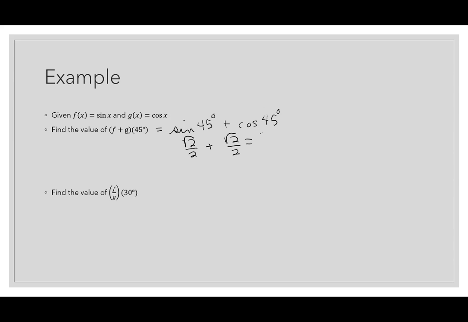Square root of 2 plus the square root of 2 gives us 2 square root of 2. We're dividing by 2. I can cancel that 2, and I end up with the square root of 2. So I found the sine of 45, I found the cosine of 45, then you simplify.